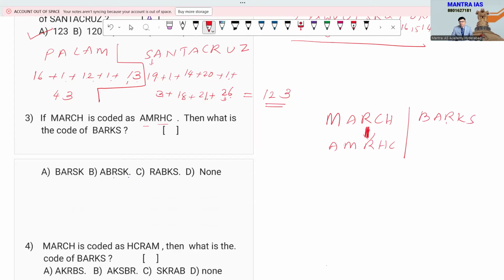BARKS, the middle one is same in this case also, R, whereas MA interchanged the places. M place occupied by A. Just reverse. MA reverse is AM. CH reverse is HC, just interchanging the places. So BA is going to be AB. KS we have to write as SK. So answer is AB or SK. Where do you find it? Option B.